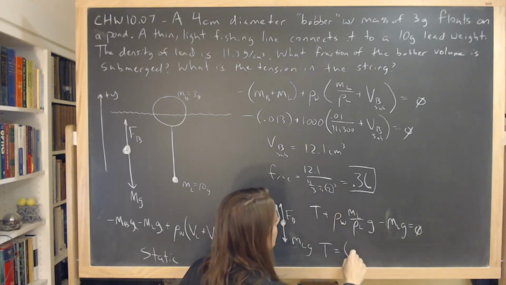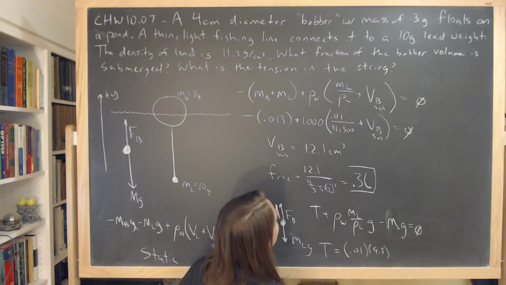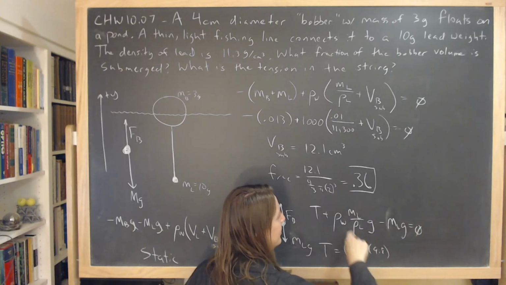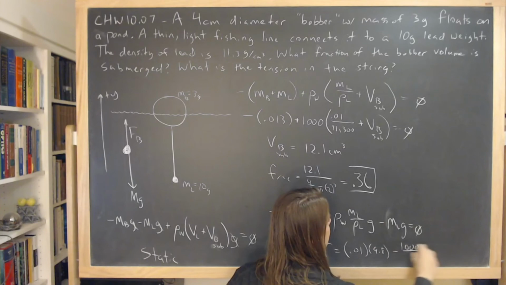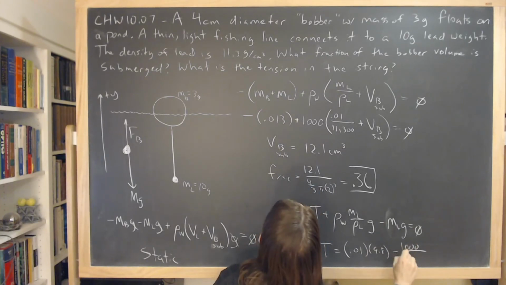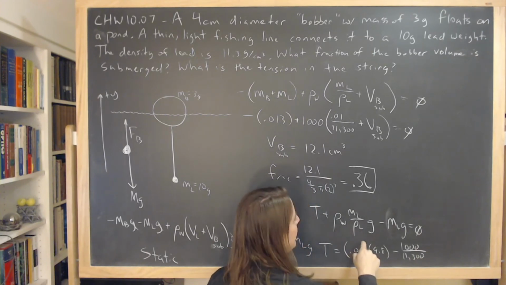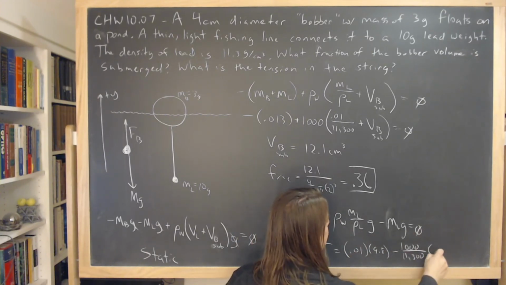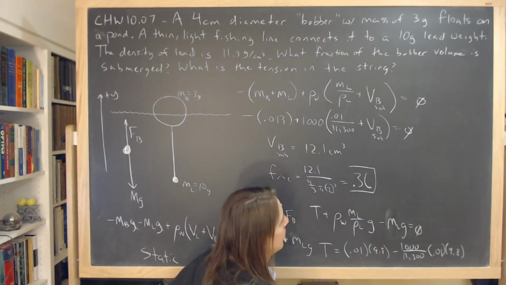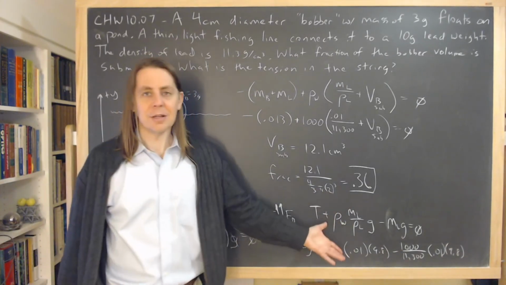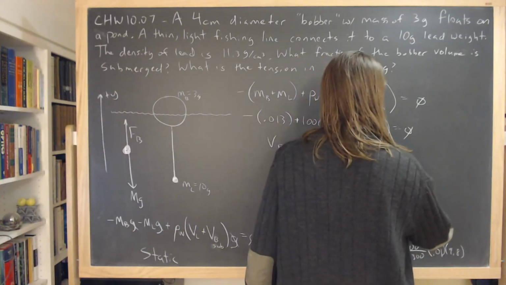The lead was 0.01 times 9.8. And now that became positive, it's going to become negative minus, the density of water is 1,000. The density of lead was 11,300. That's over that. The mass of the lead again is 0.01 times 9.8. So you subtract those two terms and you get a number in MKS units for the tension of 0.089 newtons.